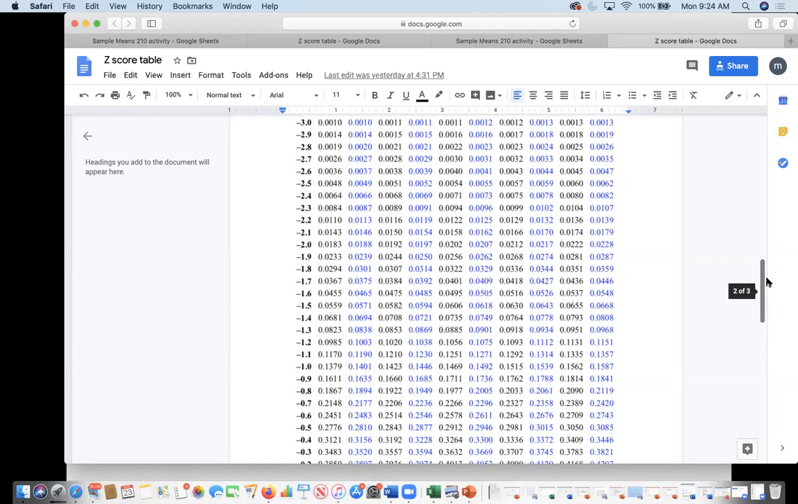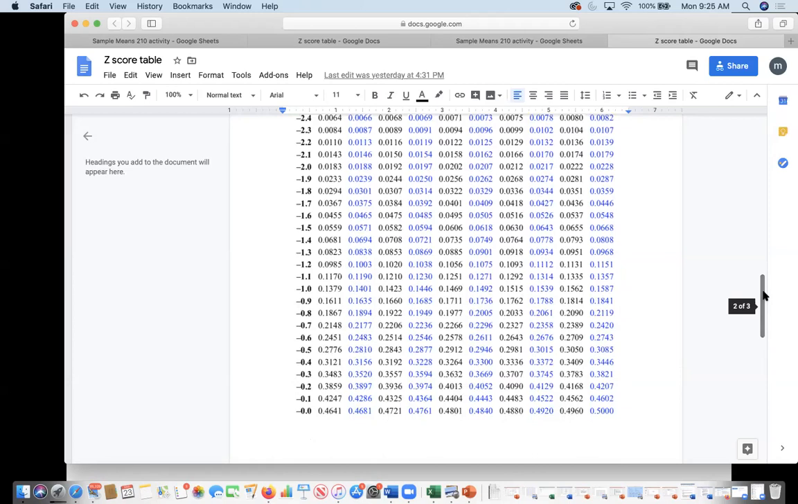Someone remind me, if we have a z-score of 0, how much area should be to the left of that z-score of 0? Could someone tell me how much area should be to the left of a z-score of 0? 50%. It would be 50%. And so let's verify that using the z-score table.